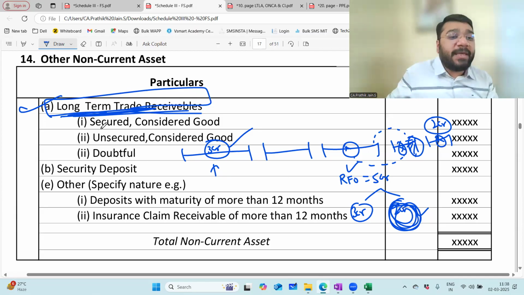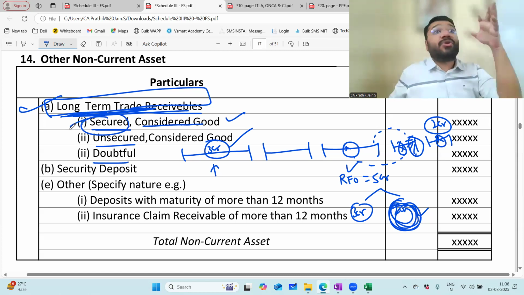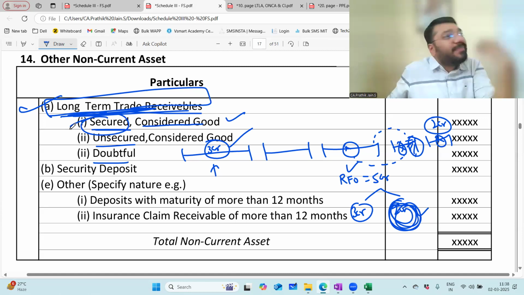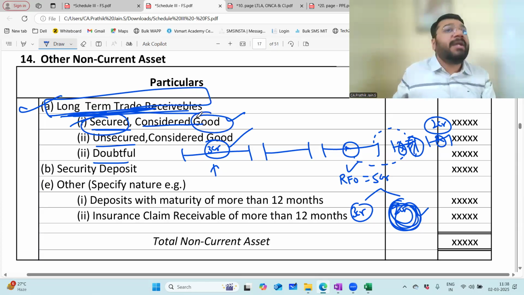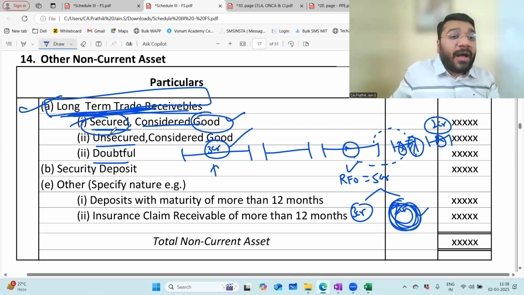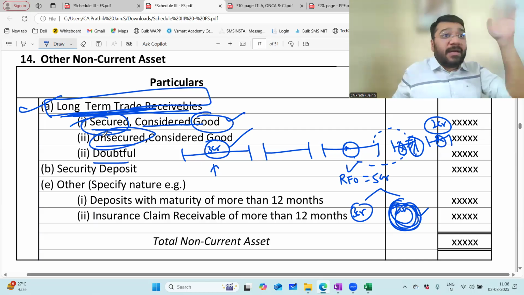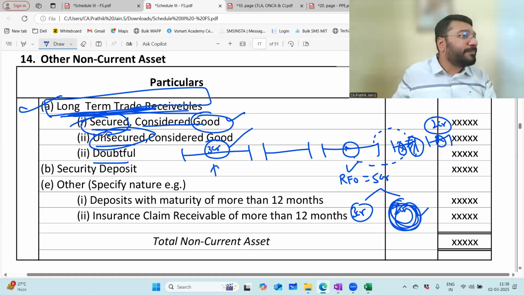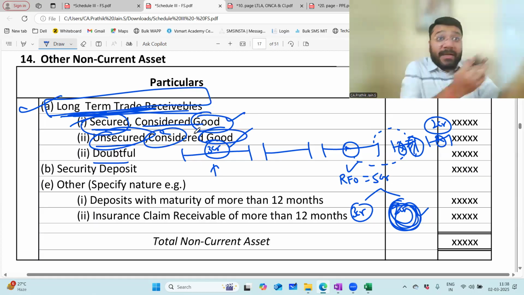In that, how much is secured, how much is unsecured, how much is doubtful. Secured, considered good means what? It is secured also, and there is no fighting also. You have the belief that money will come to you. Considered good means it is good debt, it will come to us. There is no dispute between us. Unsecured means there is no security. The helicopter company has not taken any security. Then it is unsecured trade receivable, but it is still considered good because the money has to come from Ambani.